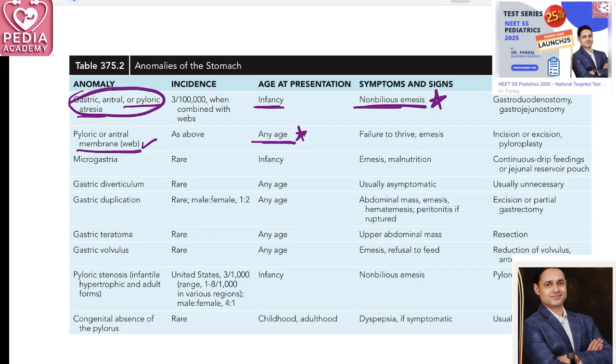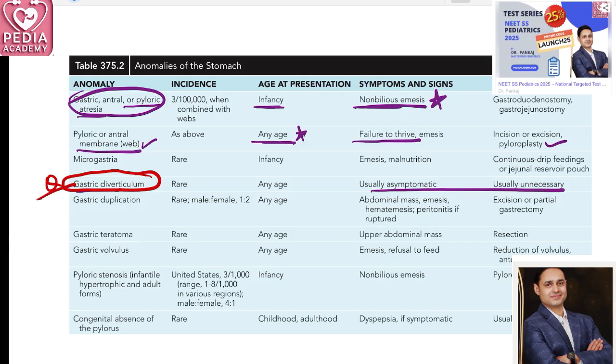It will lead to failure to thrive and emesis. Incision, excision, pyloroplasty will be done. Gastric diverticulum is very rare, but generally its treatment is unnecessary. So this was a PYQ. A clinical scenario was there, gastric diverticulum was given, and treatment was asked. So treatment is generally unnecessary. Gastric duplication: male to female ratio is 1 to 0.2. This is also a PYQ. In gastric duplication, females are affected more than males.